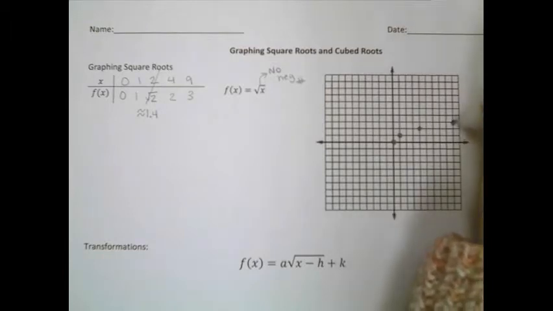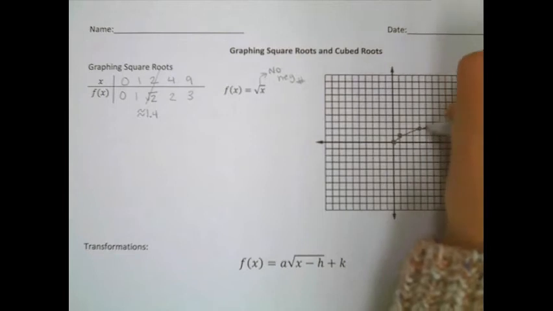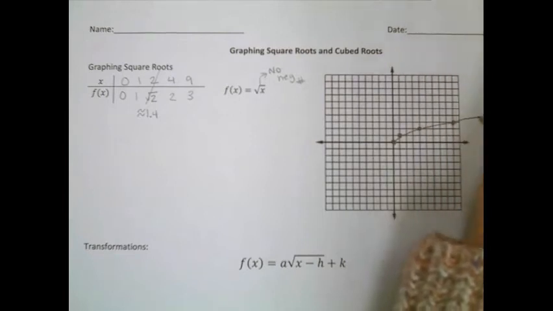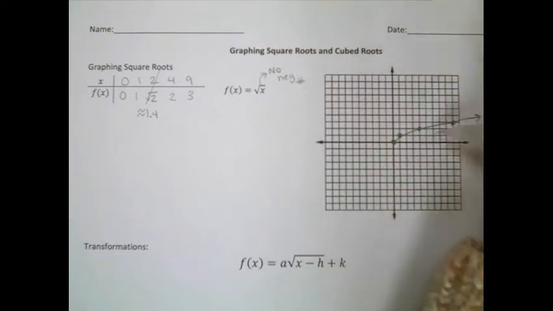So we're going to have an increasing graph, but it's increasing at a decreasing rate because it's steeper at first, but then it starts to kind of level out. But it's still going to be increasing forever and ever.